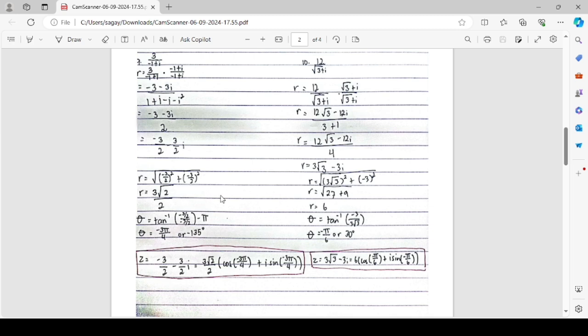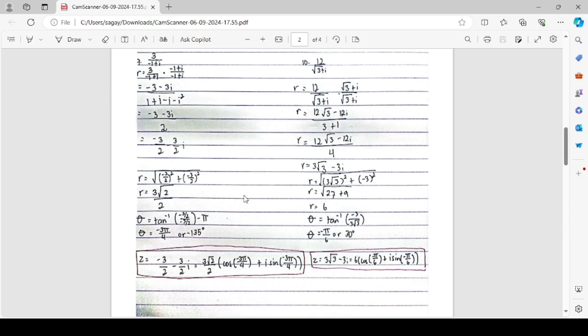And the final answer on number 9 is z is equal to negative 3 over 2 minus 3 over 2 i is equal to 3 square root of 2 over 2 cosine negative 3 pi over 4 plus i sine negative 3 pi over 4.